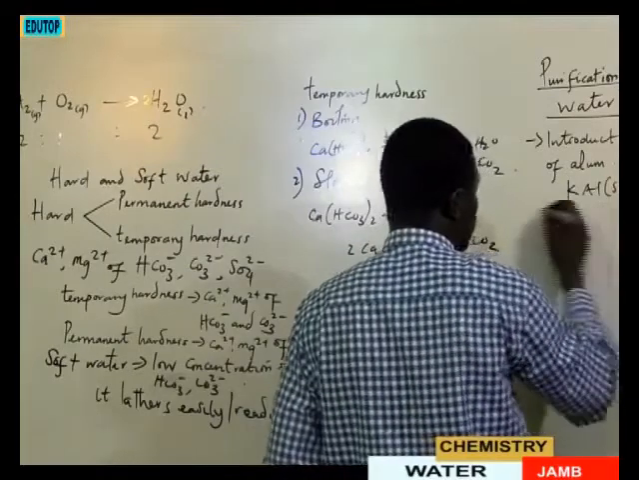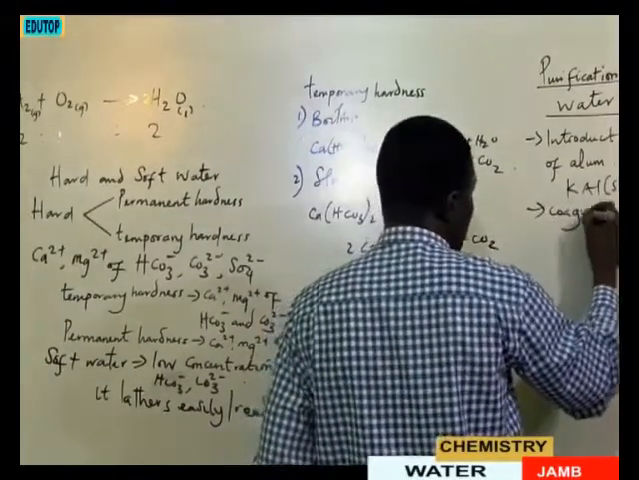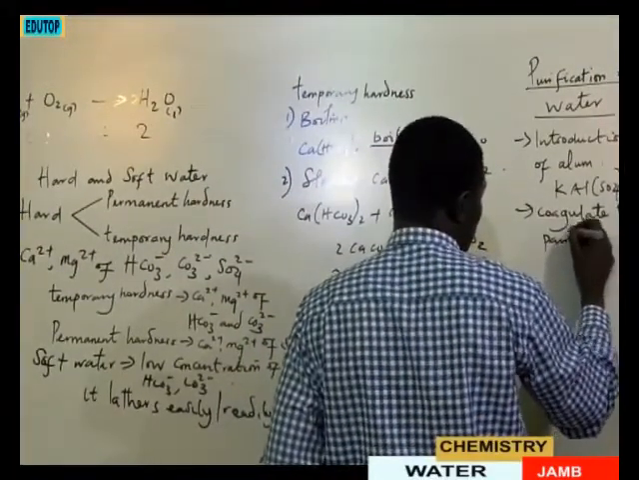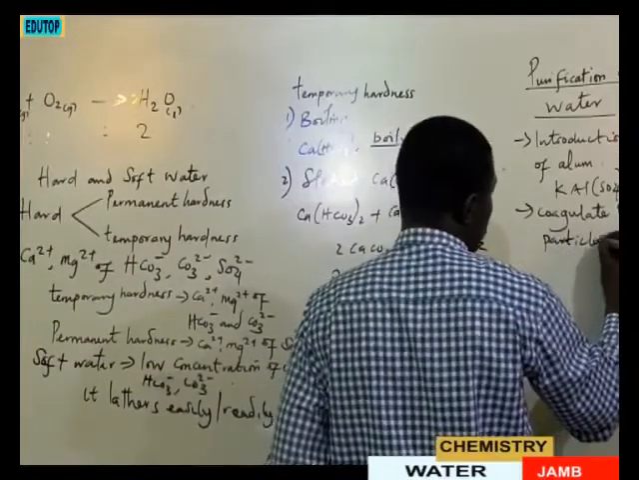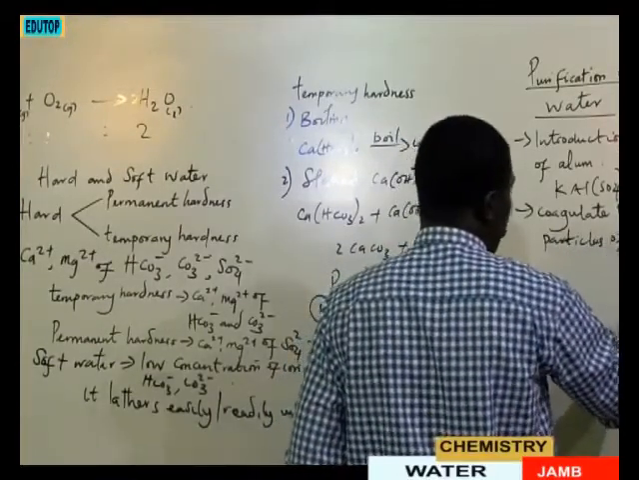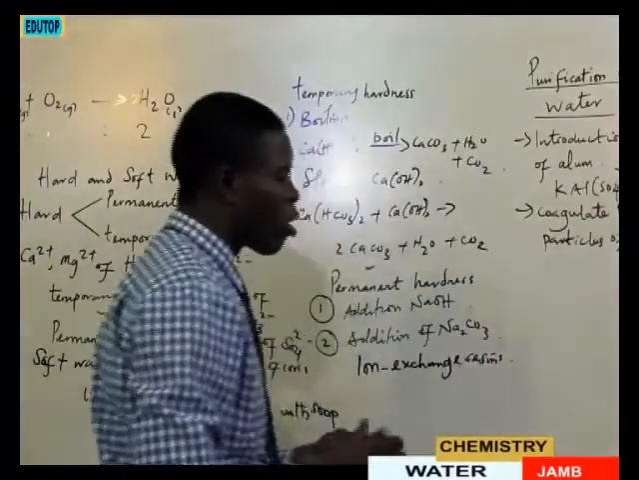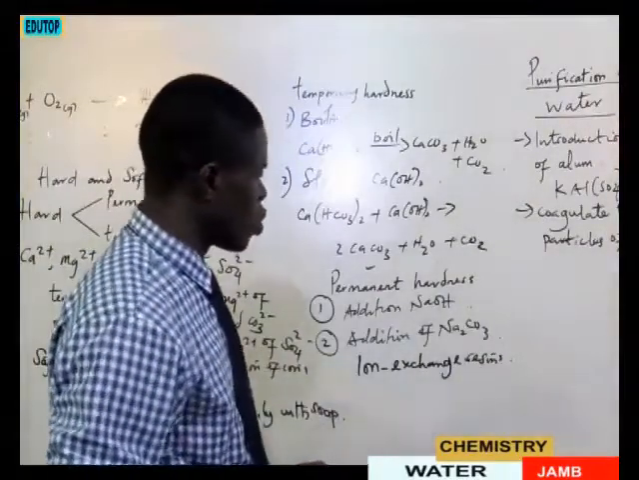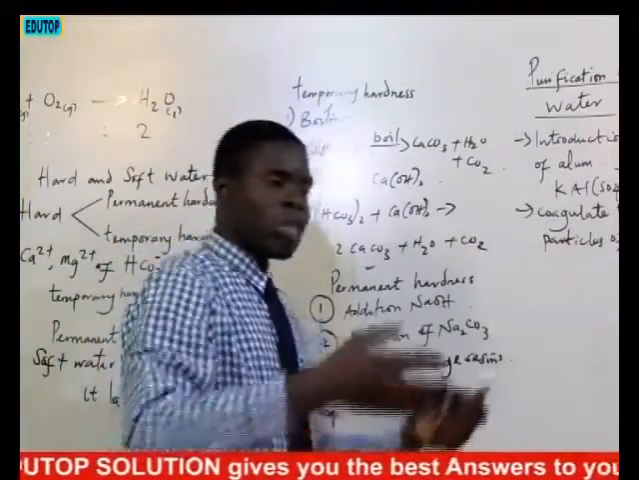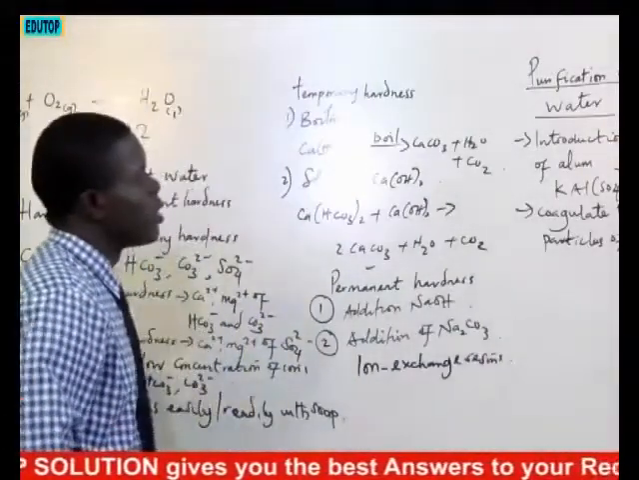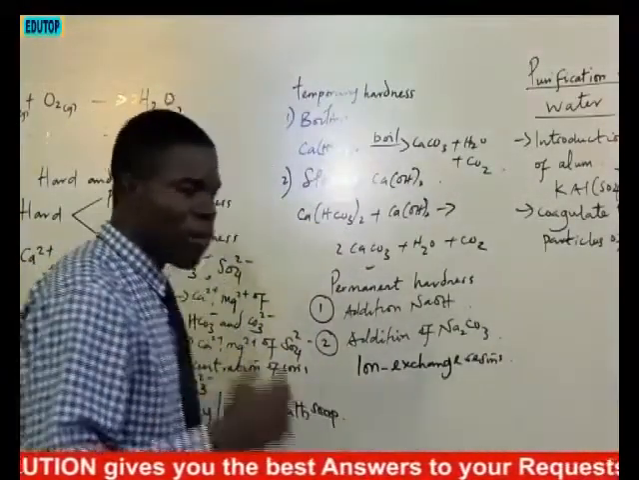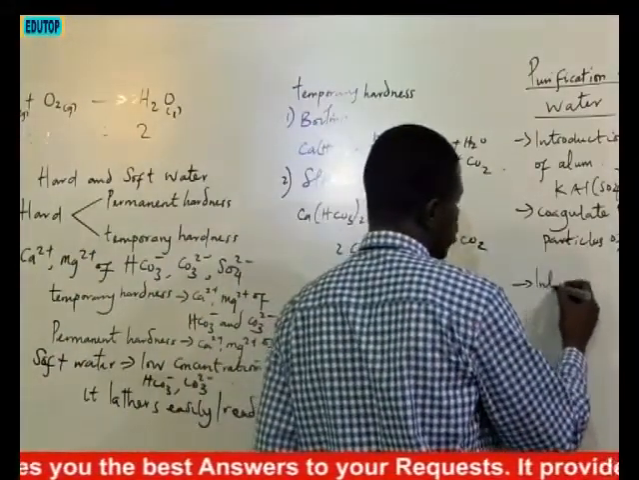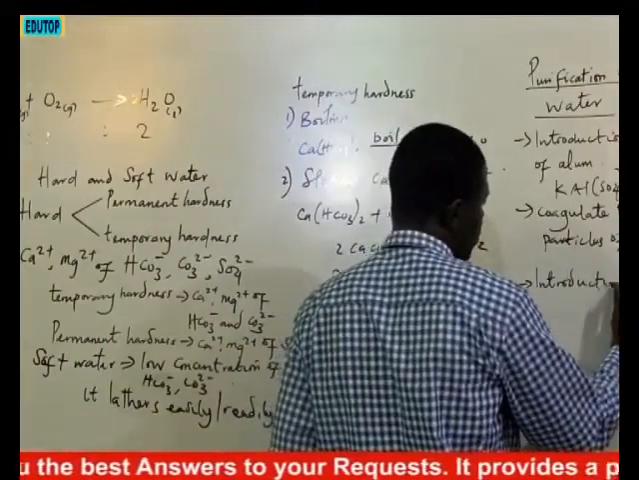KAl(SO4)2, and the essence of this one is to coagulate the particles of dirt. It will clump them together. When it clumps them together, they form a kind of heavy compound that will now be insoluble, that will go in, which can be filtered off.